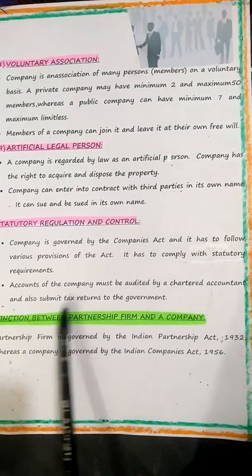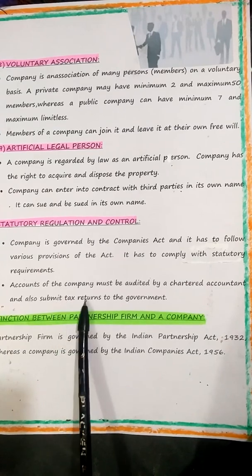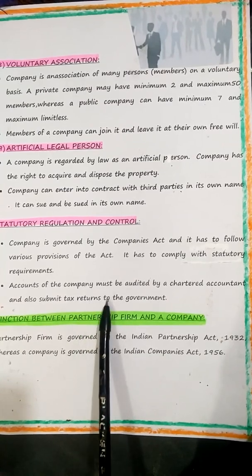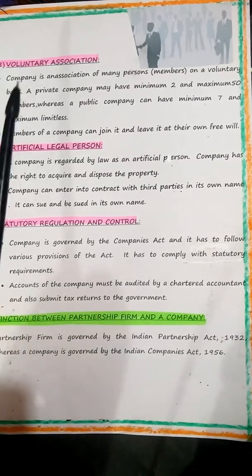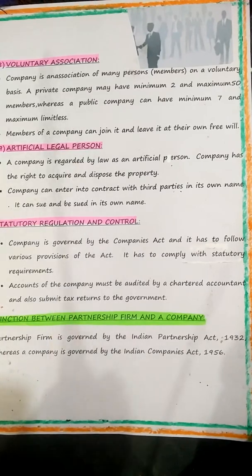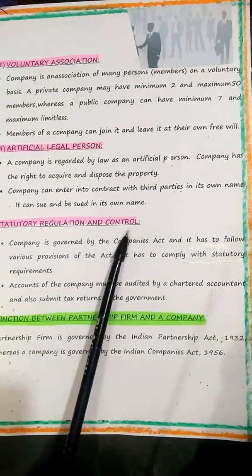What's the meaning of tax filing, submitting tax returns? Nothing but you must report about the income and expenditure of the company, and any other financial information about the company, to the government. So what is the eighth feature? Voluntary association. The ninth one is artificial legal person, and the 10th one is statutory regulation and control.